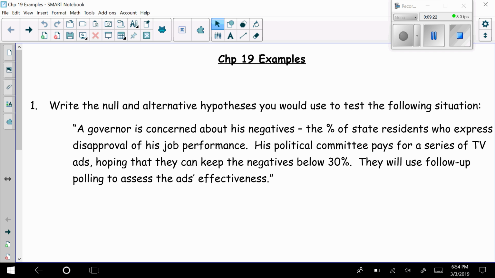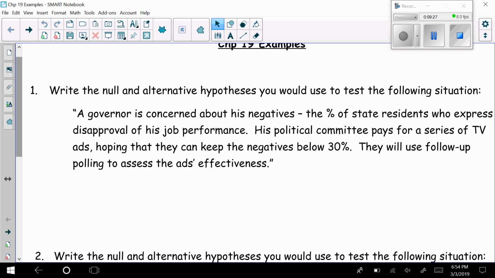Now that you've had a chance to pause the video and try number 1, I'll read it out loud. Write the null and alternative hypotheses you would use to test the following situation. A governor is concerned about his negatives, the percentage of state residents who express disapproval of his job performance. His political committee pays for a series of TV ads, hoping that they can keep the negatives below 30. They will use follow-up polling to assess the ads' effectiveness.